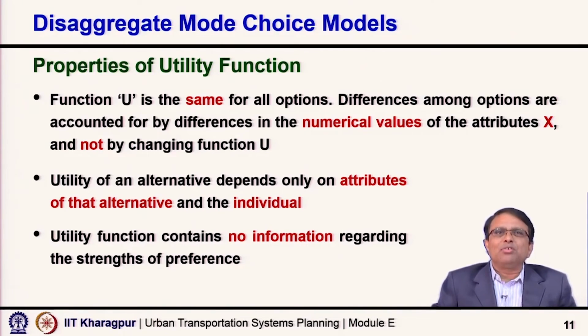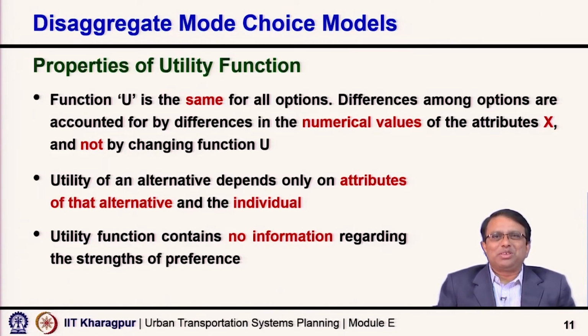Second, the utility of an alternative depends on attributes of that alternative only and the attributes of the individual. That means, what will be the utility of bus? That equation will not include anything about car or metro or taxi or anything. So, the utility of an alternative depends on the attributes of that alternative only and, of course, additionally the attributes of the individual. The utility function contains no information regarding the strength of preference, it does not tell anything, right.